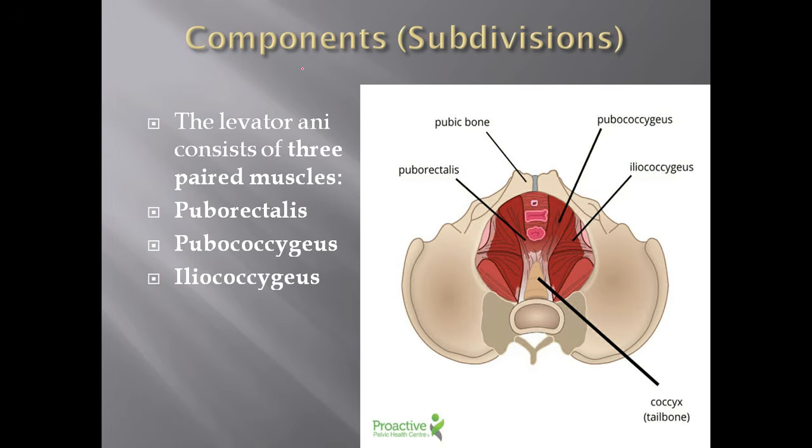So what are the components or subdivisions of the levator ani muscle? The levator ani consists of three paired muscles known as the puborectalis, the pubococcygeus, and the iliococcygeus. So this is the iliococcygeus here. This is the pubococcygeus here, and this is the puborectalis. The puborectalis always forms a sling around the lower end of the rectum.